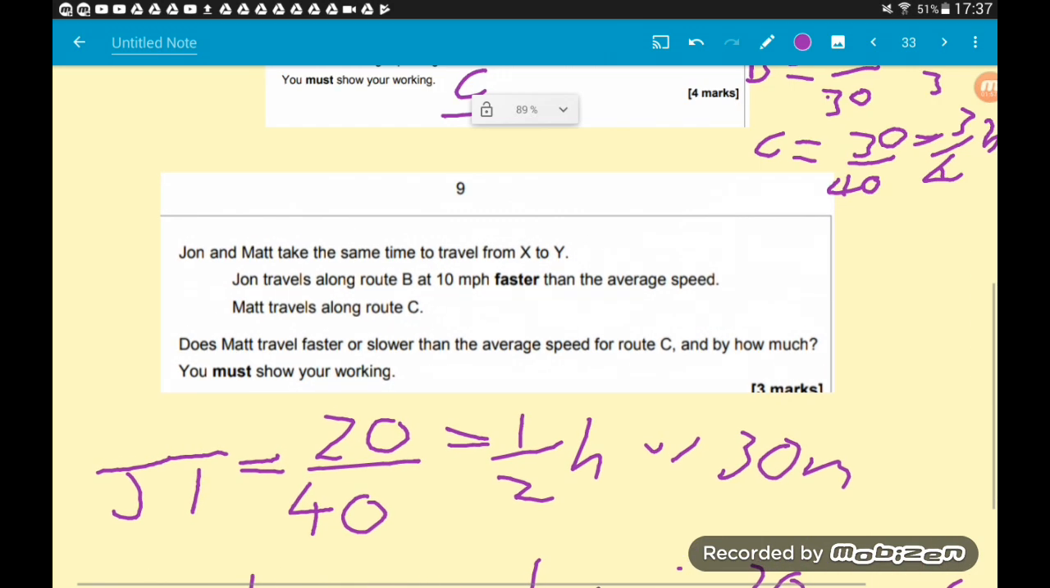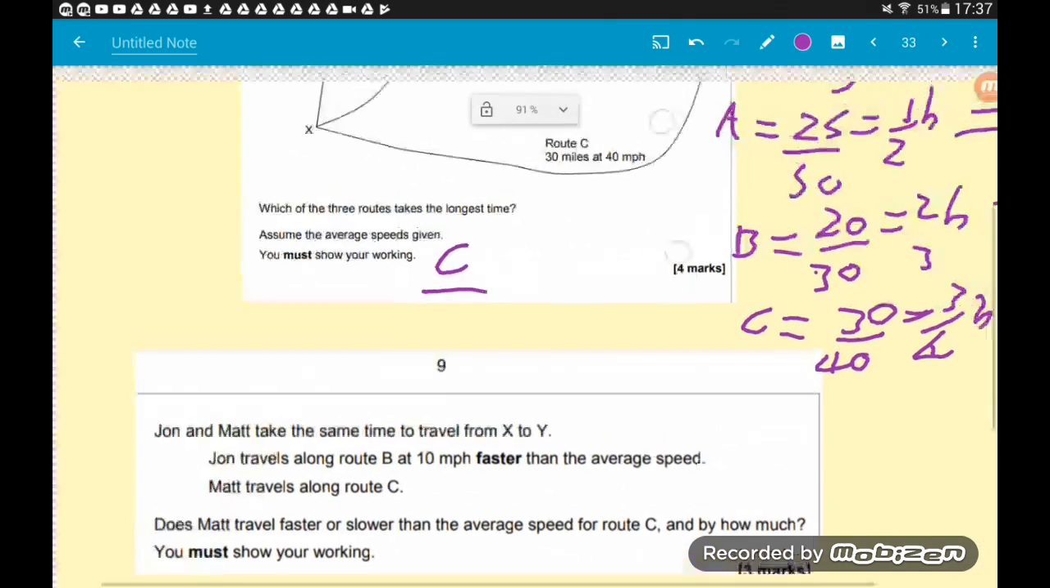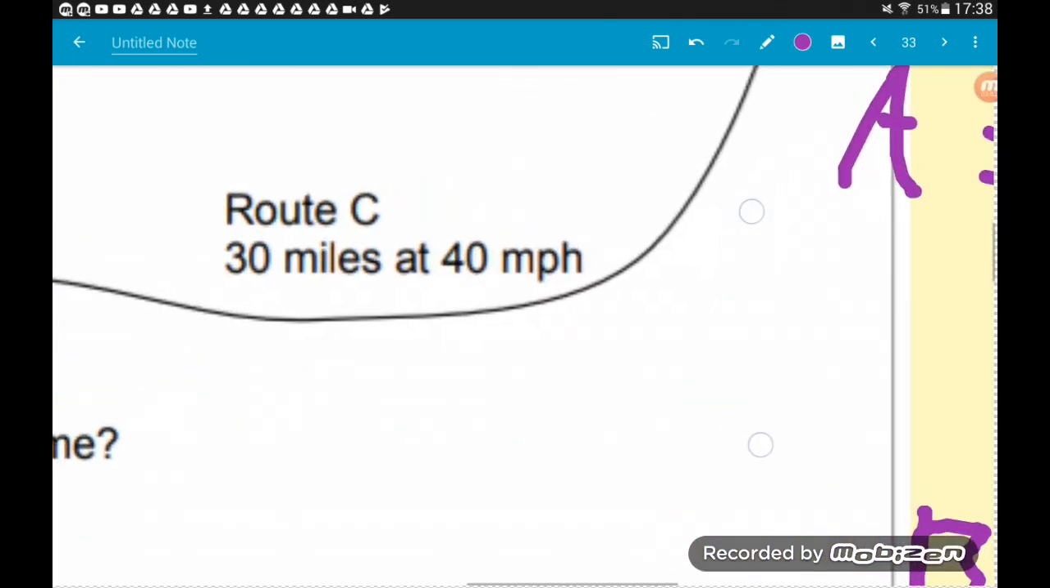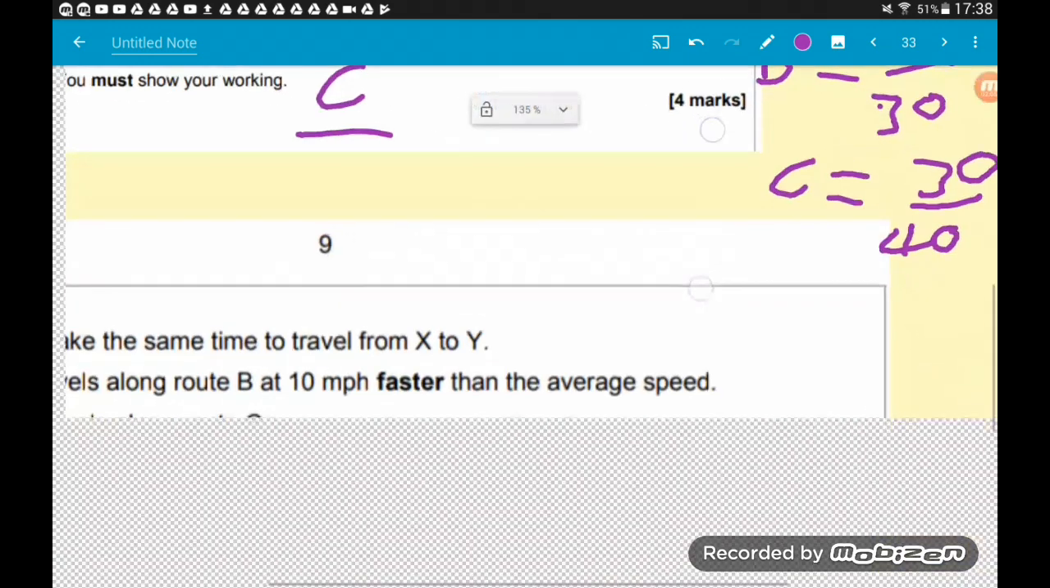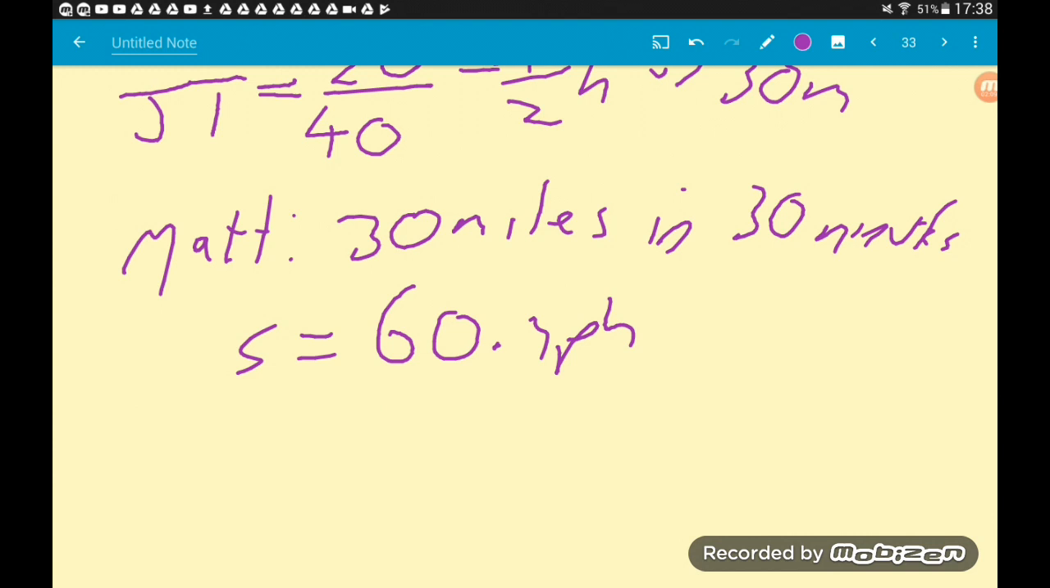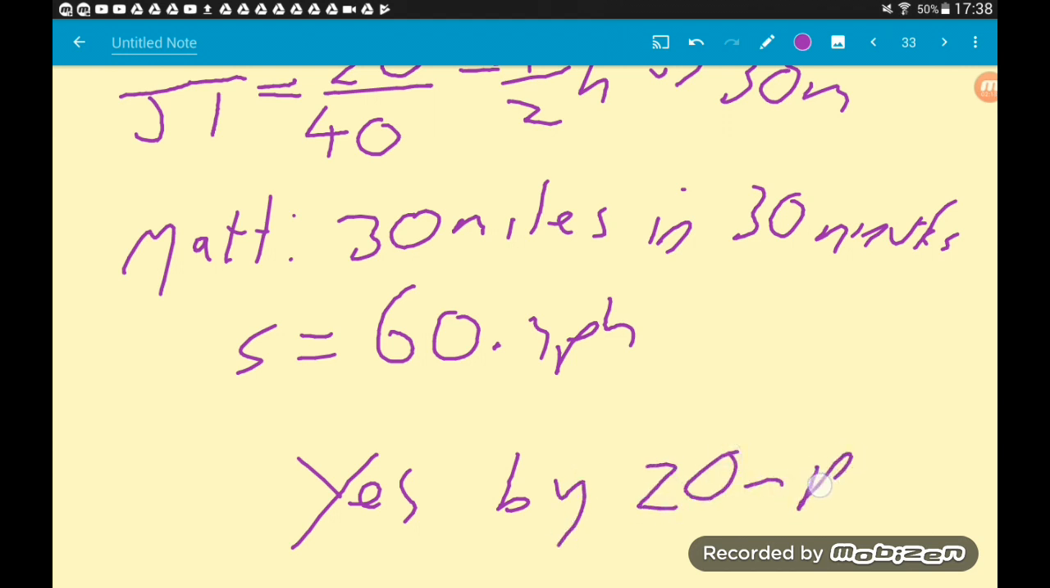Now the average speed for route C, remember, is 40 miles an hour. The answer to our question is yes. He will be travelling faster by 20 miles per hour.